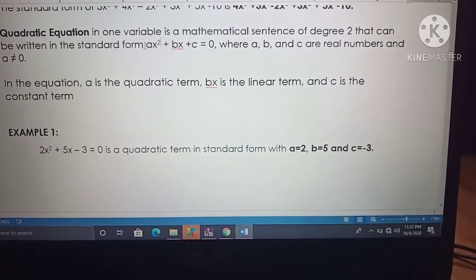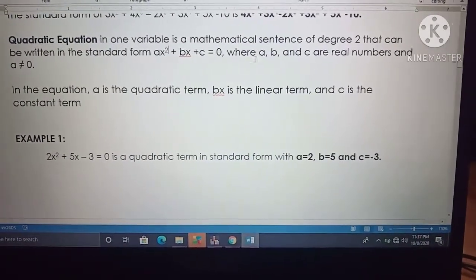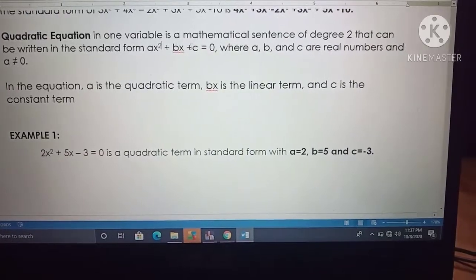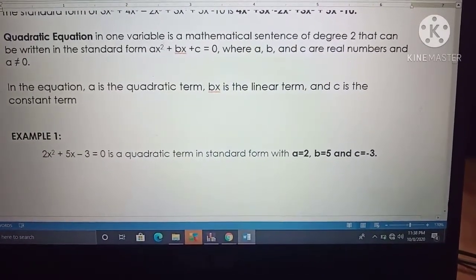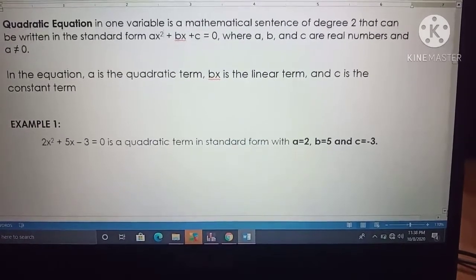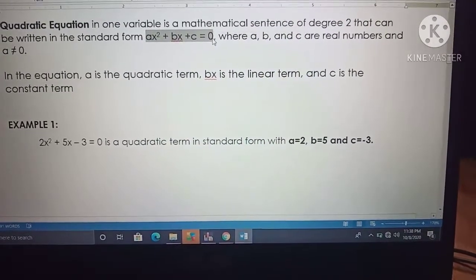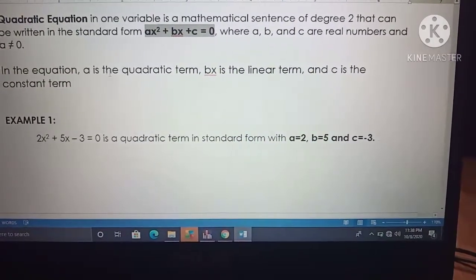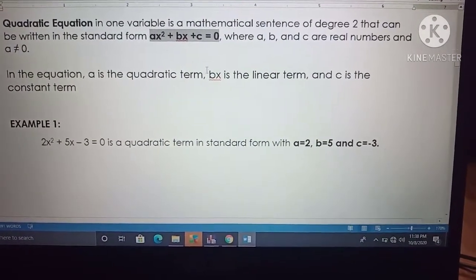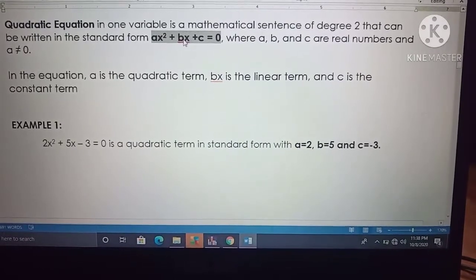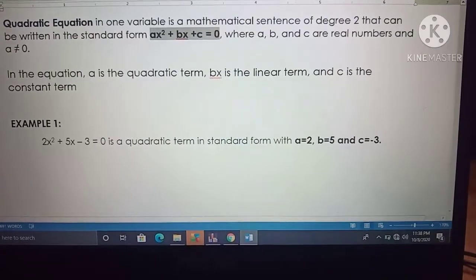So, sa standard form niya na ax squared plus bx plus c, si a, b, and c are real numbers. And yung a should not be equal to 0. So, in the equation na ito, a x squared is the quadratic term. While si bx is tinatawag nating linear term at saka si c naman is the constant term.